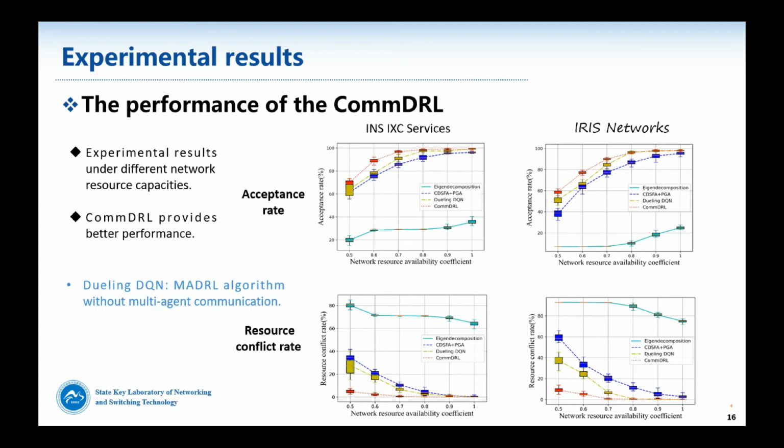The slicing request acceptance rate is increased by 7.9%, and the resource conflict rate is reduced by 14.5%. The difference between the algorithm Dezhi and ComDL is that Dezhi does not join agent communication. Therefore, from the experimental result, we can see that our method is effective.